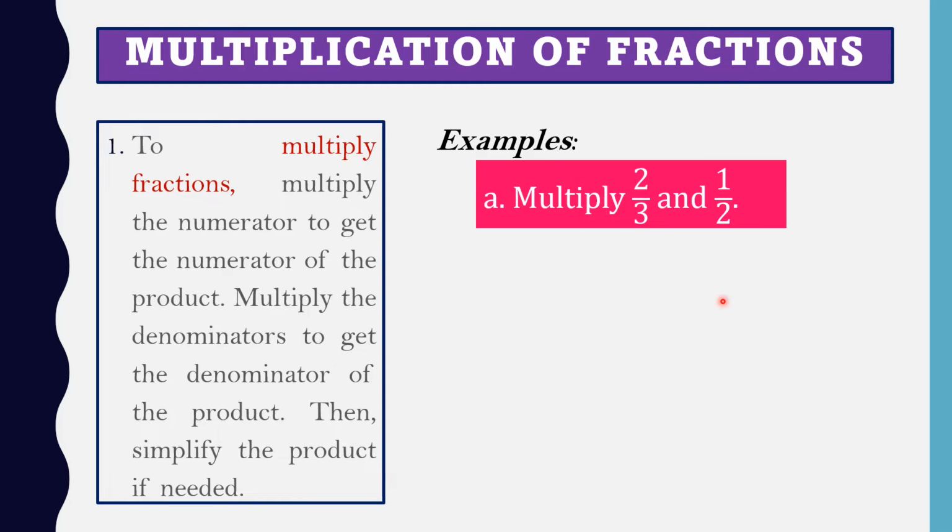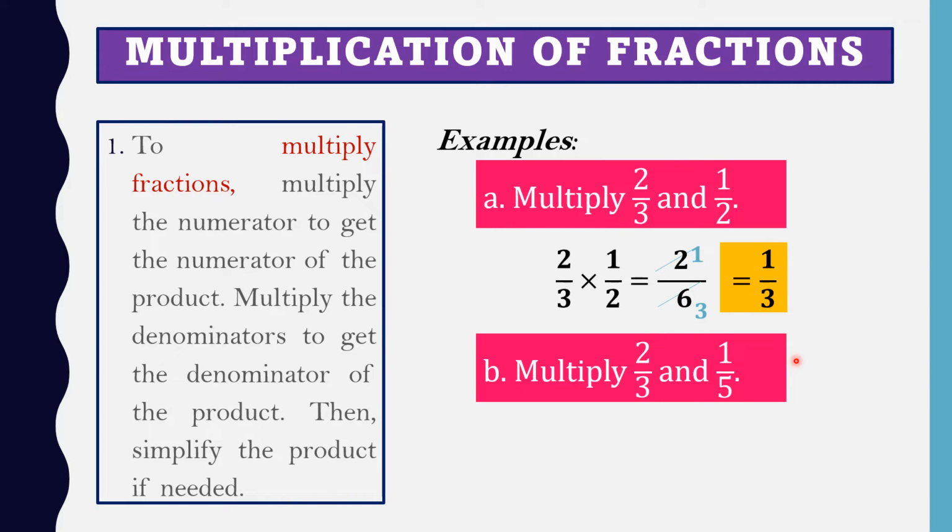We have here an example. We multiply 2/3 and 1/2. We can write them horizontally. And as it says here, we multiply numerator by numerator. So 2 times 1 is equal to 2. And then 3 times 2 is equal to 6. Then we simplify because they are both divisible by 2. So 2 divided by 2 is equal to 1, and 6 divided by 2 is equal to 3. So the final answer here is 1/3.